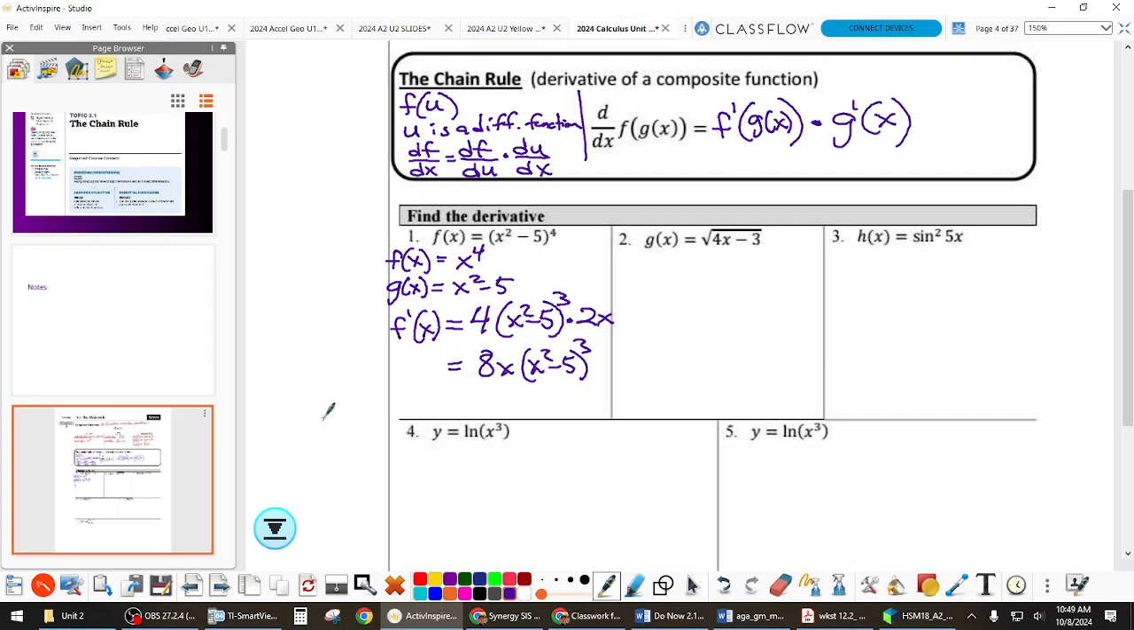Okay, so I want you to think of this as working outside in. That's kind of what we're doing, right? Differentiate the outside, ignoring the inside, then the inside. And let's see this one with the other notation. So we have g of u is u square rooted. U is 4x minus 3.